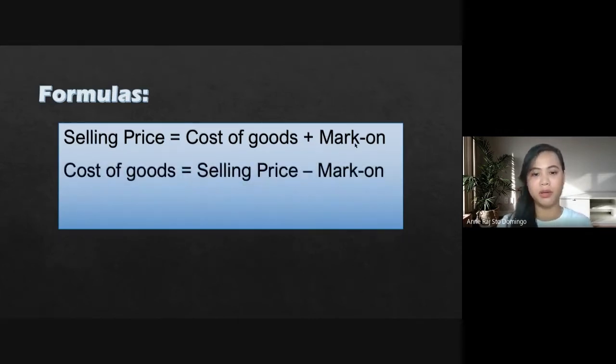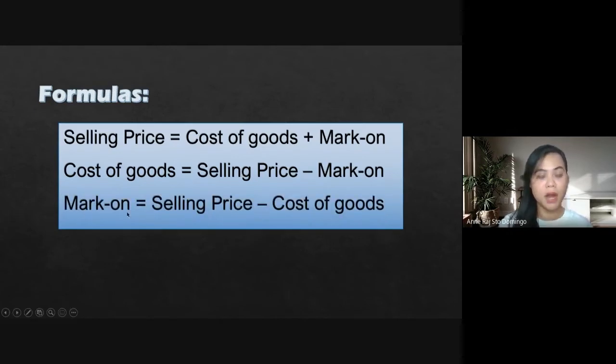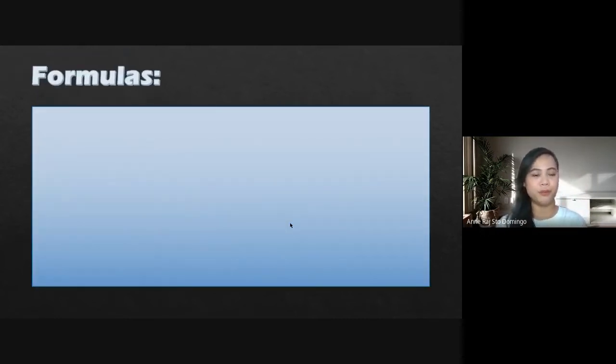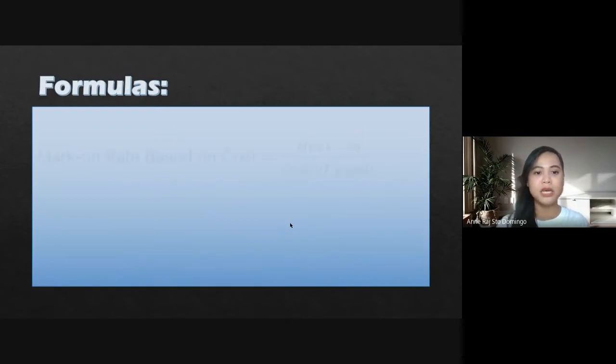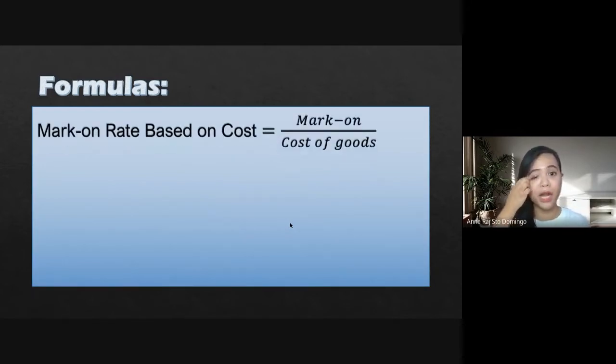Then, ipag-rumble-rumble lang natin yung formulas naman ng cost of goods. You just subtract mark on from selling price. And again, yung mark on, it is the difference between the selling price and the cost of goods. So, medyo minanipulate lang natin yung equation. And here are some other formulas that we can use later in our examples. So, there is this mark on rate based on cost. So, this mark on can have a rate.